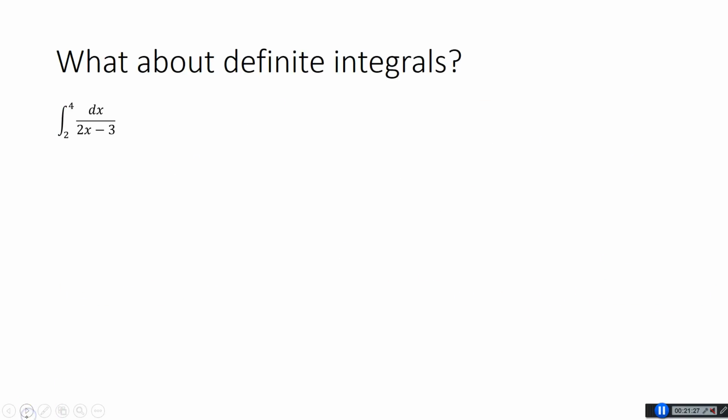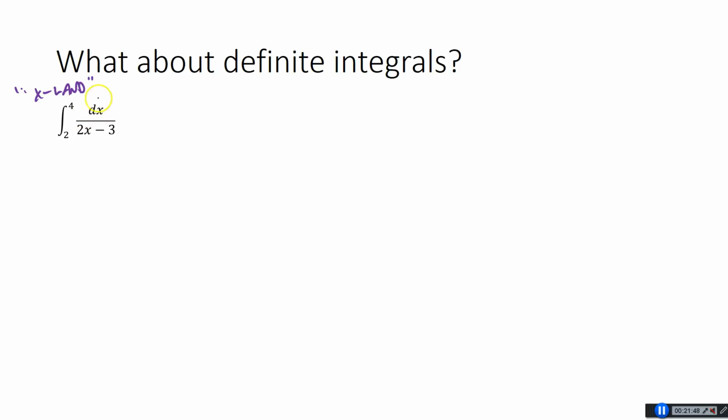What else? Definite integrals, fine. Finally, all right, so we're integrating from 2 to 4, dx over 2x minus 3. So here's what you want to do with a problem like this. When we're integrating with x values, I call this x land. Okay, and what we're going to do is go over to u land.